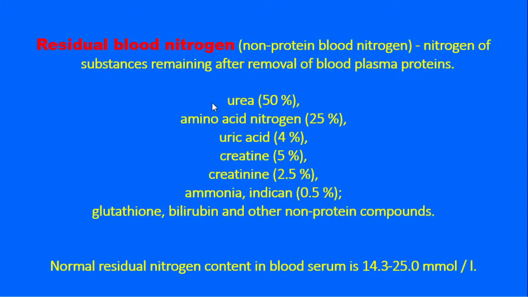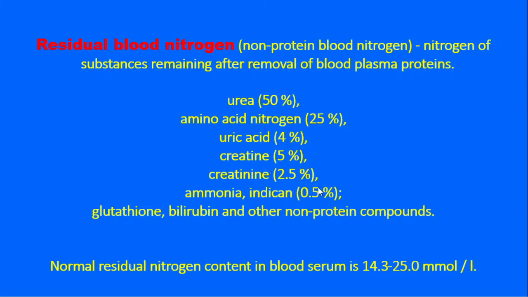So if we take all of these proteins, all residual remaining nitrogen compounds will be represented by urea, near 50%, amino acid nitrogen, because free amino acids, we told, are swimming in the blood, can be absorbed in the intestine and can help us to transport nitrogen to prevent intoxication with free ammonia. It's near 25%. Then uric acid, the product of purine metabolism, degradation of purine nitrogen bases.